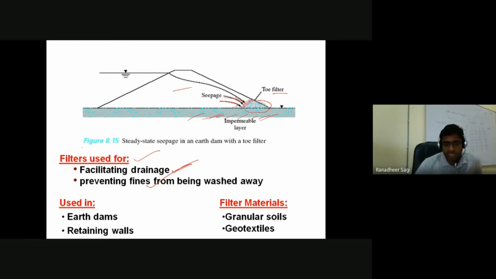So in which places do we most commonly think of providing these filters? These filters are provided most commonly in the case of earthen embankments or earthen dams and retaining walls. We'll try to see those slides and we'll get clarity on what I am talking about in the case of your retaining walls.